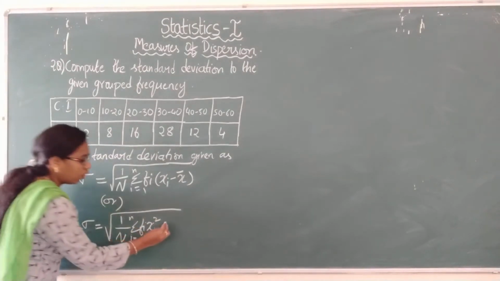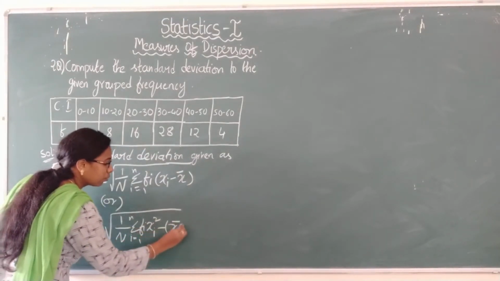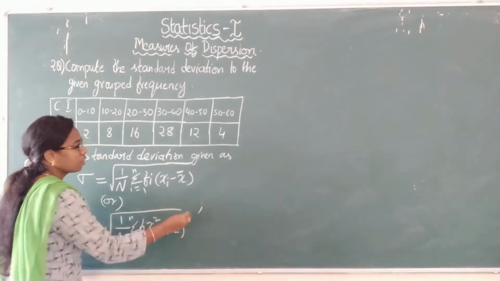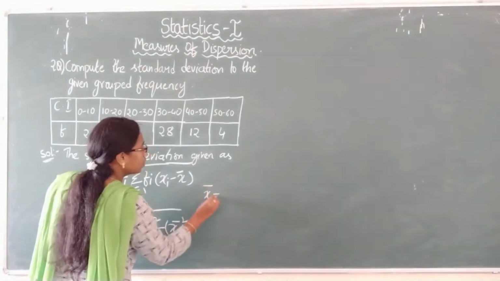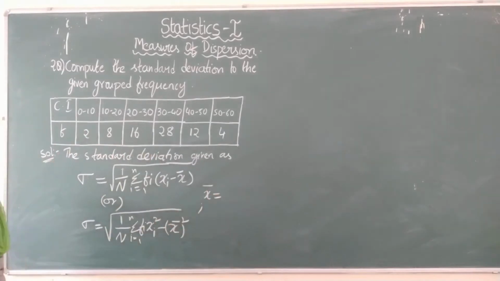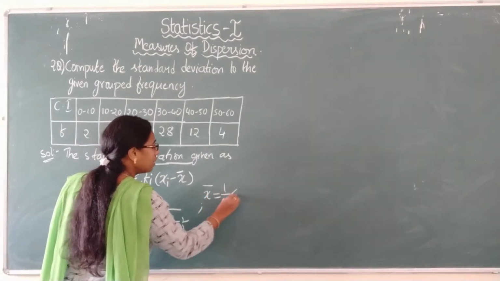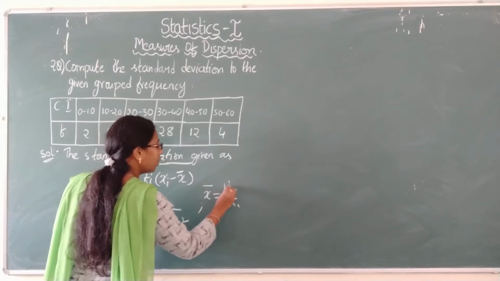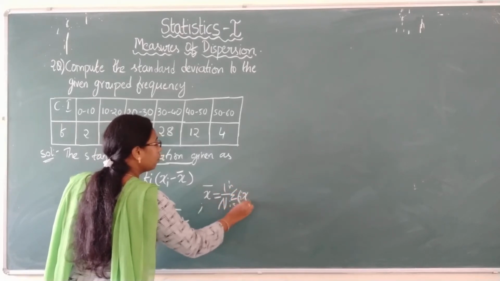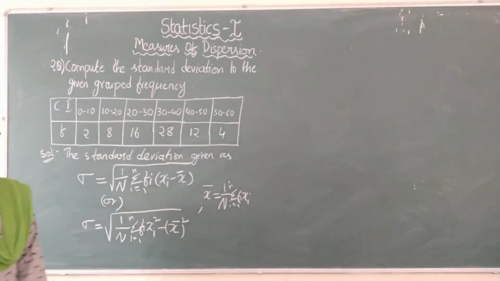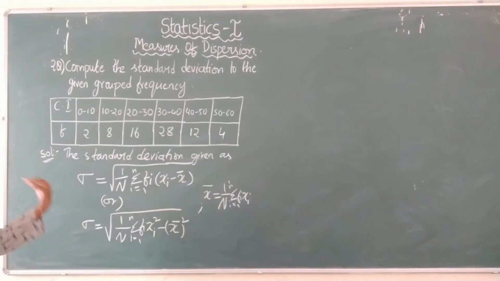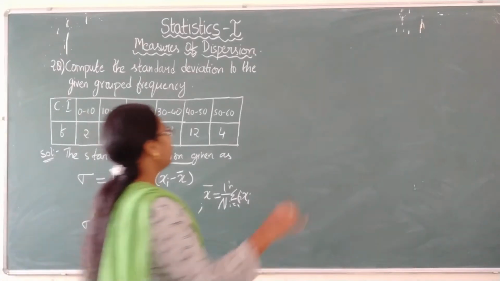So here what is x bar? Since it is grouped data, x bar equals 1 by capital N summation i equals 1 to n fi into xi. So now what is the calculation table we are required to make? We will calculate the table values.